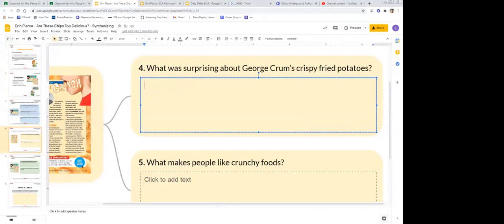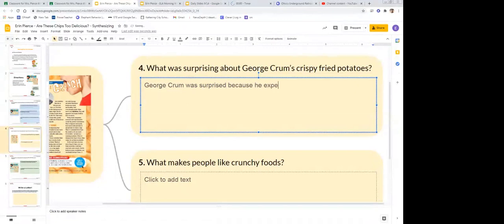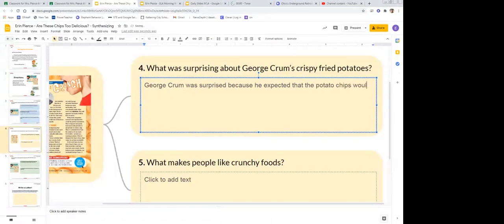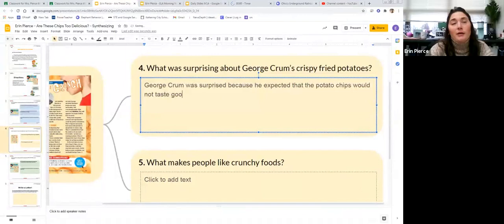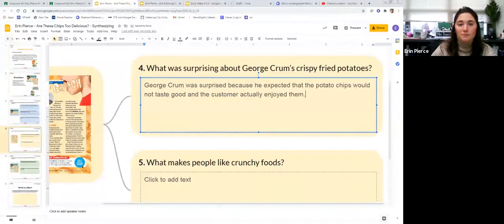He wanted to make something that wouldn't taste as good to get revenge on him. Yeah, so George wasn't expecting that it would be so good. Right, so George Crumb was surprised because he expected that the potato chips would not taste good, and the customer actually enjoyed them. Good job, Owen. Thank you.